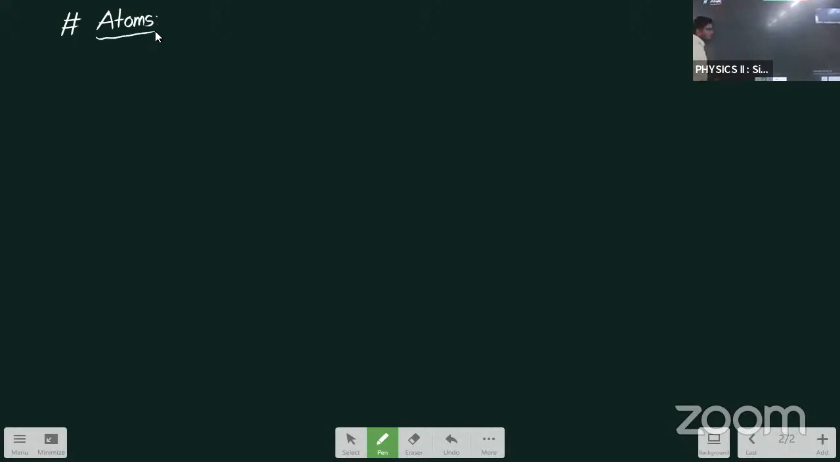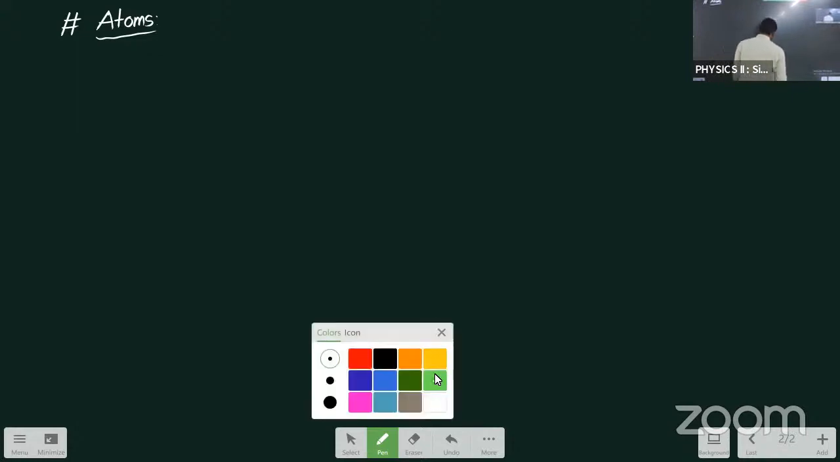See here, I will start with basics. After that, we'll move on to the actual SAQs from this chapter. First, we know that regarding the structure of atom, we have one model that is called Thomson's model.